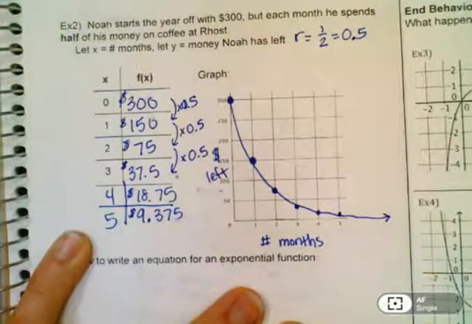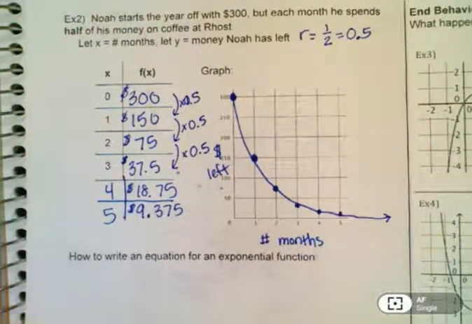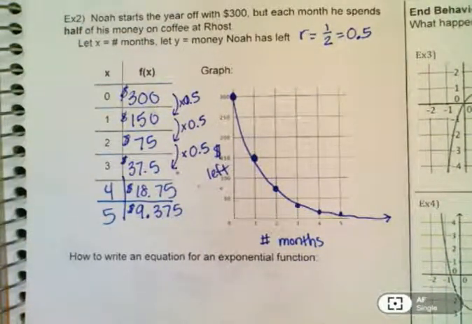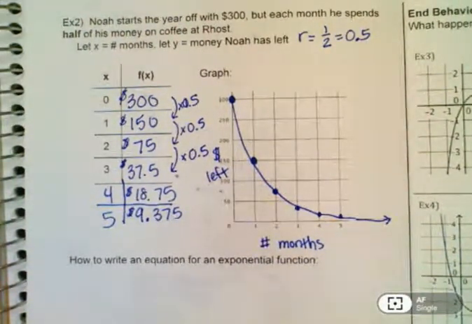It never actually will hit zero. If I keep dividing by two, I'll always have a little something left, but it'll be less than a penny, right? Which is basically zero. So that's what this graph is going to look like. It will not go into the negatives.